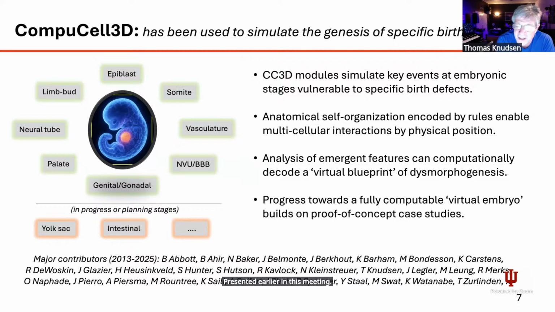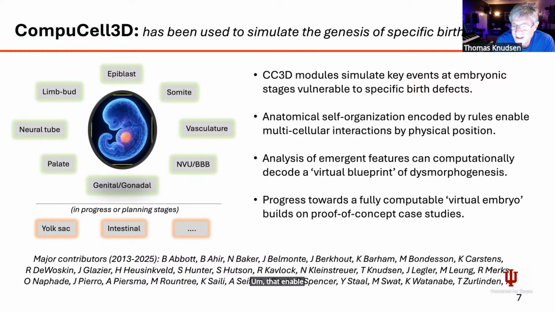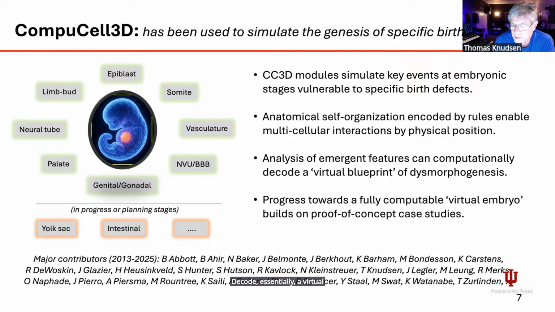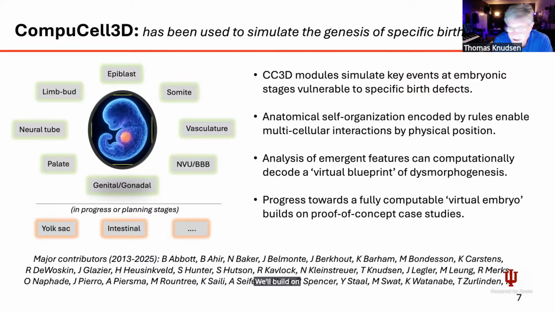Again, the anatomical self-organization is important because what we do is apply the rules that enable multicellular interactions by their physical position. And what we look for are the emergent features that can computationally decode essentially a virtual blueprint of dysmorphogenesis. And we feel that over time, progress towards a fully computable virtual embryo will build on the proof of concept case studies that I'll talk about.